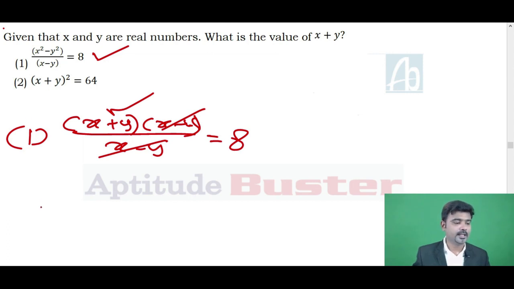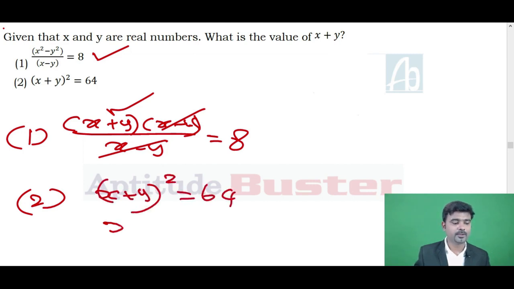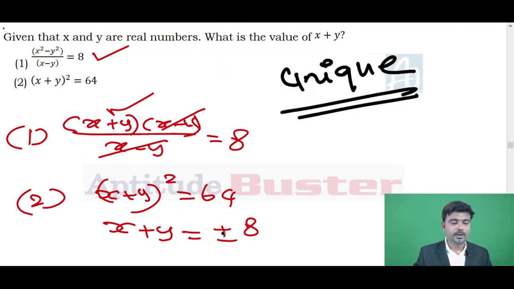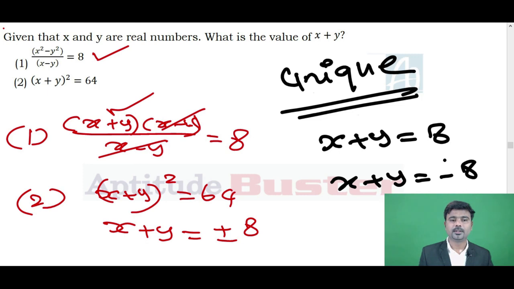Okay, read the second statement. X plus y whole squared equal to 64. What's the value of x plus y? X plus y equal to plus or minus 8. Here you need to remember a word, unique. X plus y equal to 8 or x plus y equal to minus 8. Using the second statement, you can't find out the unique value of x plus y. So the second statement is not sufficient. So the answer choice for this question is A.